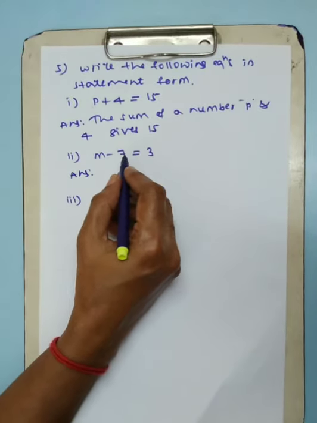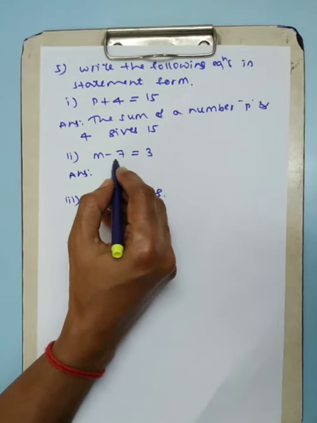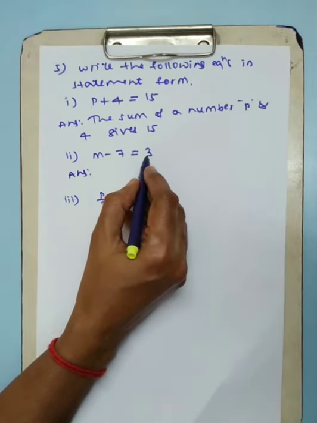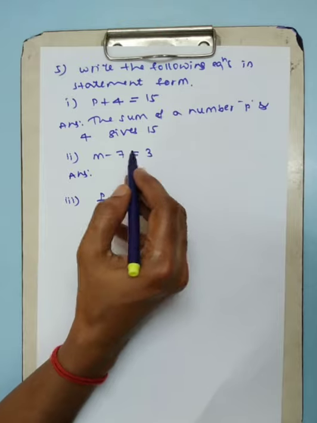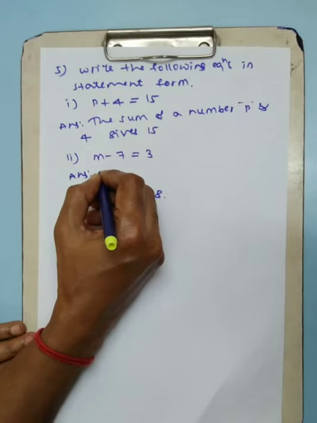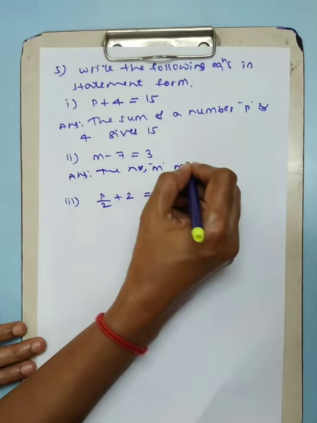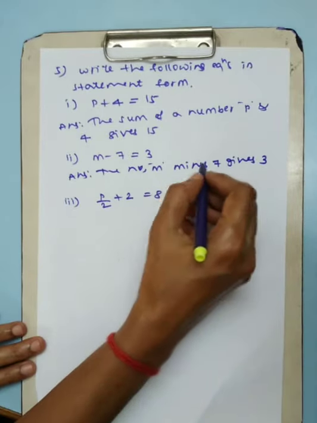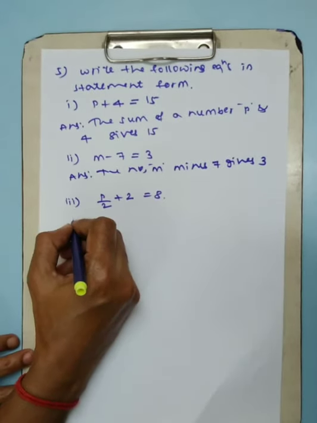That is m minus 7 is equal to 3. So you can write it as, when 7 is subtracted from m gives 3. Or we can say that m minus 7 is equal to 3. Or the difference of a number m and 7 is equal to 3. So we can say that the number m minus 7 gives 3. So this is the statement for this given equation.